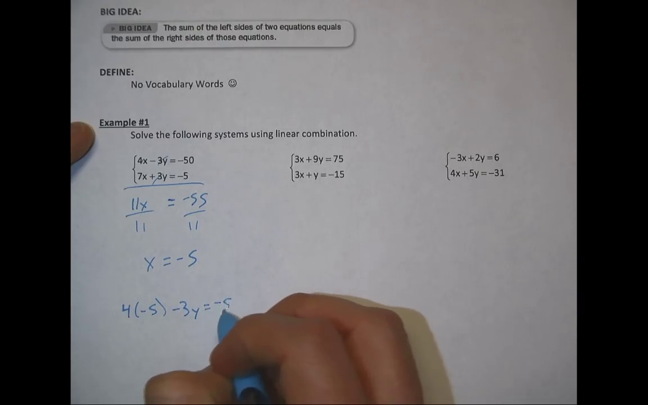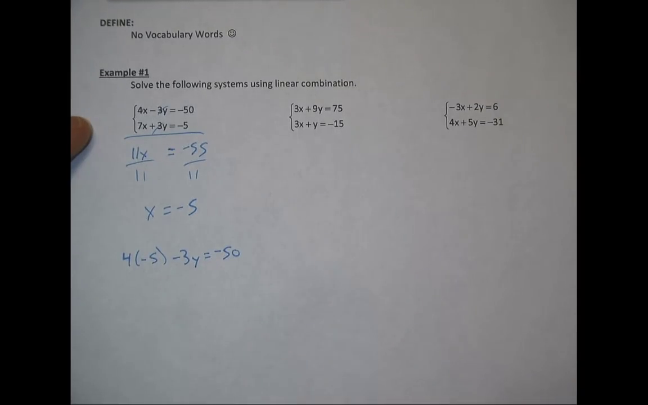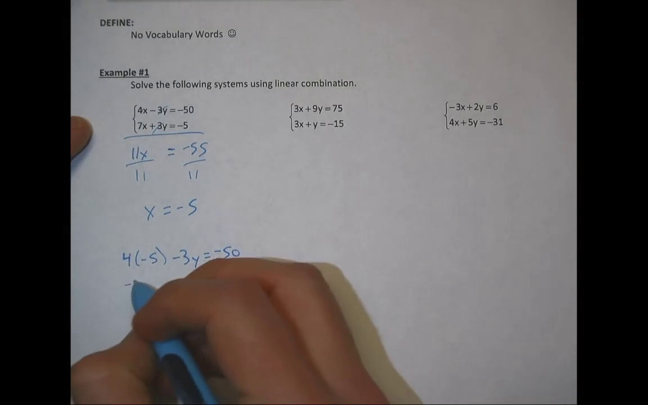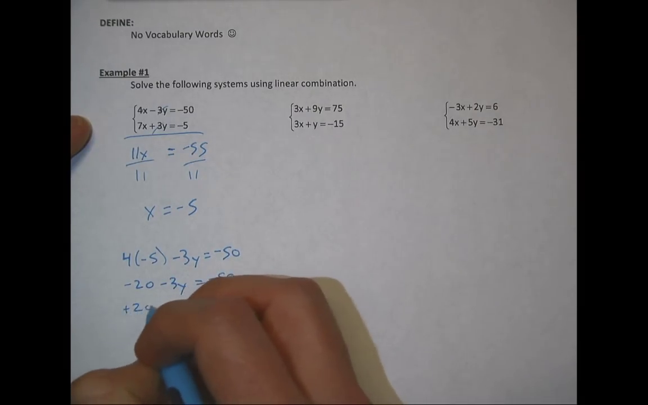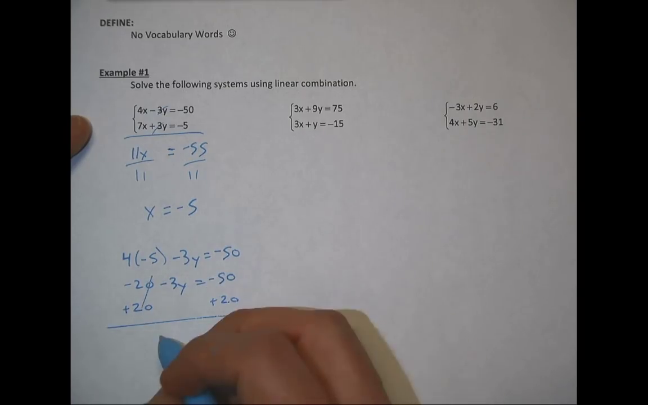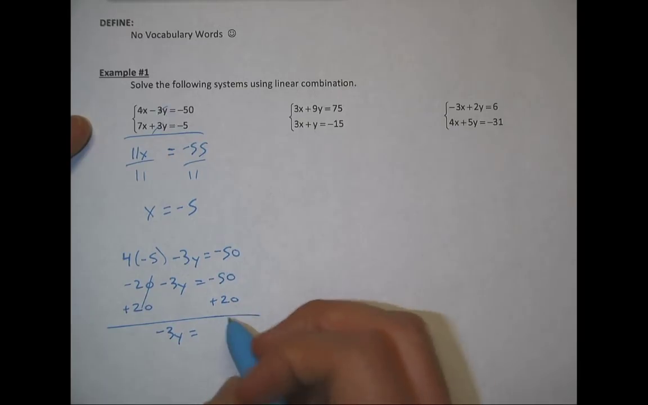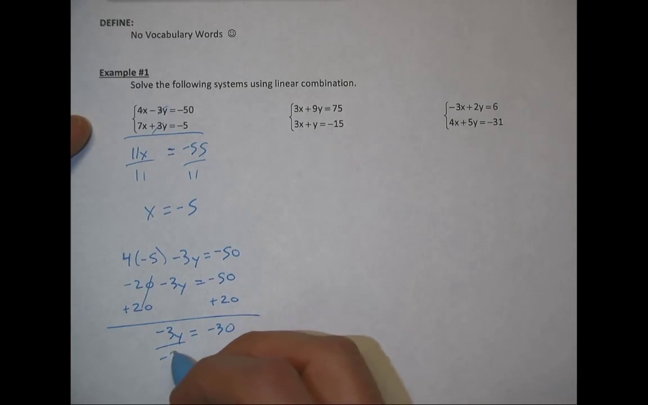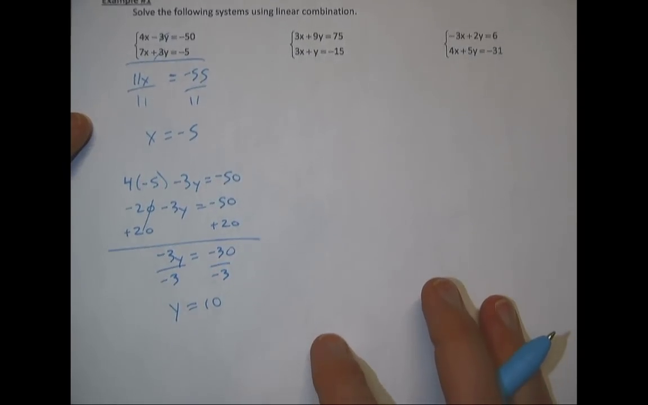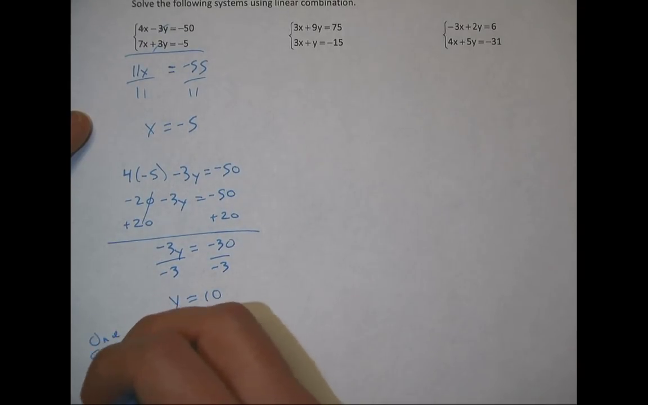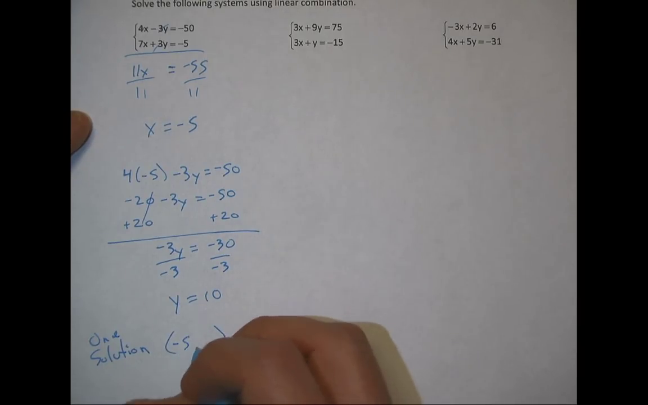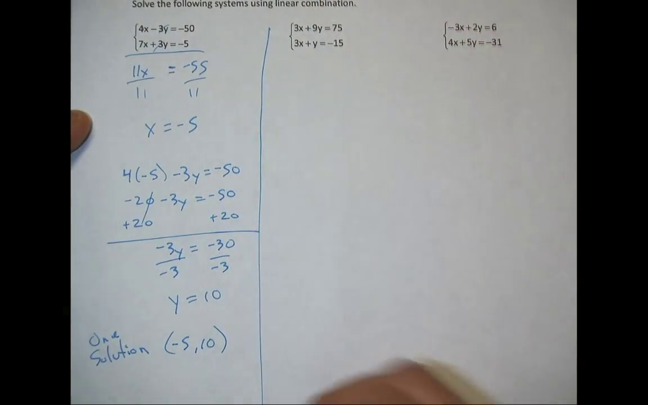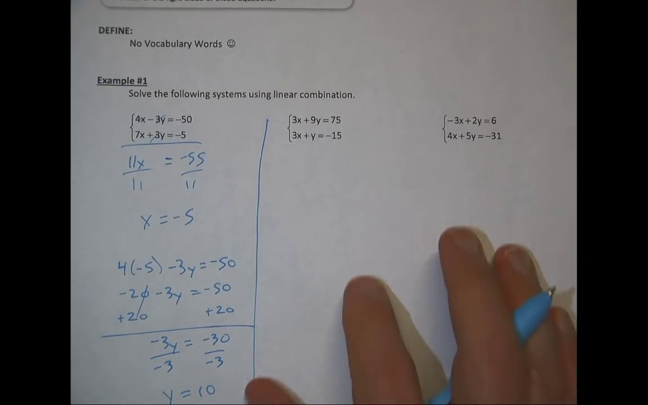Bring down the rest. And all I got to do is solve this now for y. So negative 20. Trying to get y by itself, so I'm going to add 20. When I combine that, I get negative 30. And so when I divide by negative 3, y equals 10. And therefore, I have one solution. And I state it as an ordered pair, x first, then y. So negative 5 and 10. Okay, so that's your basic elimination right there.